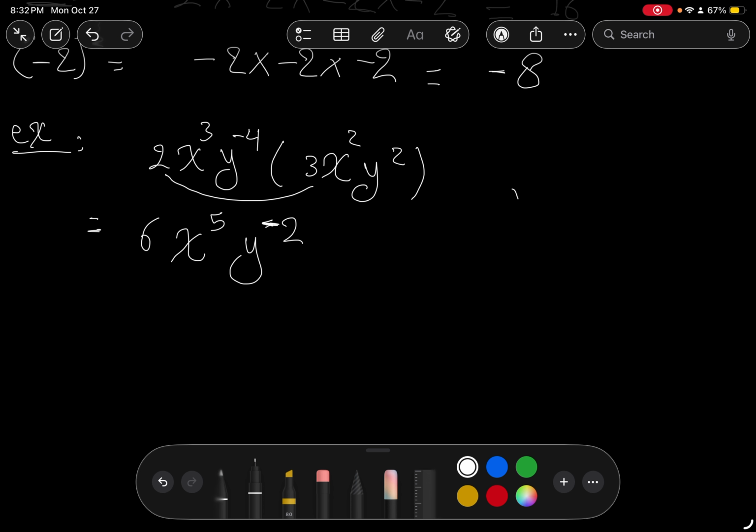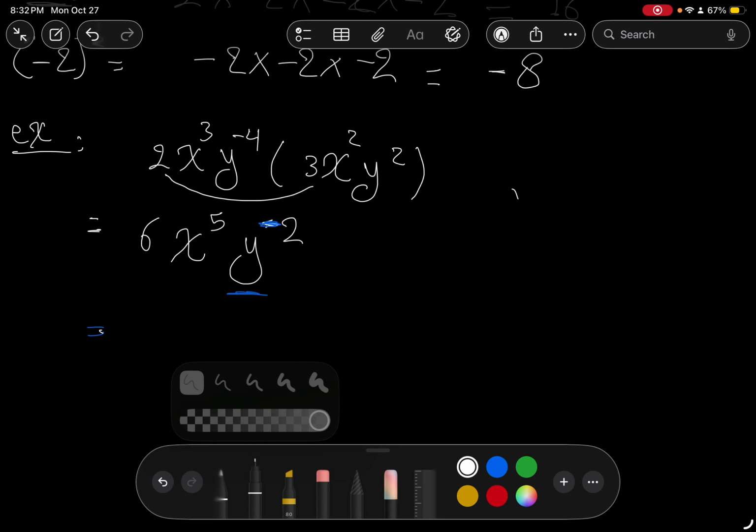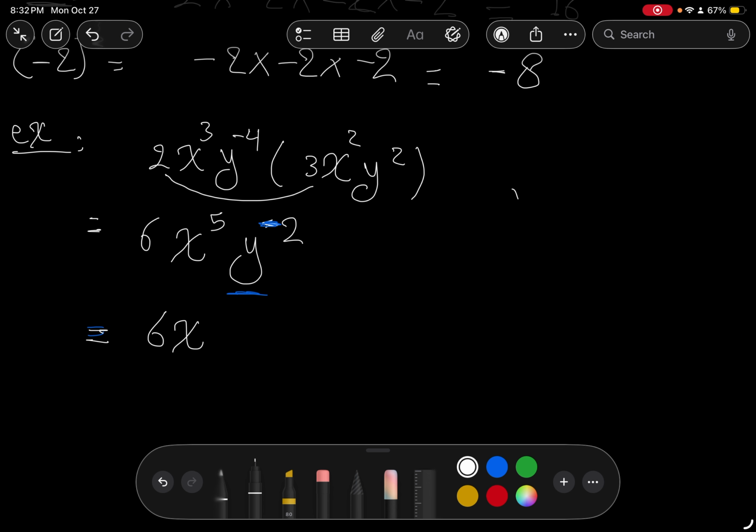So you should change the negative exponent to a positive exponent. So easy. Equals 6x to the fifth over y to the second. We just made it as a ratio.